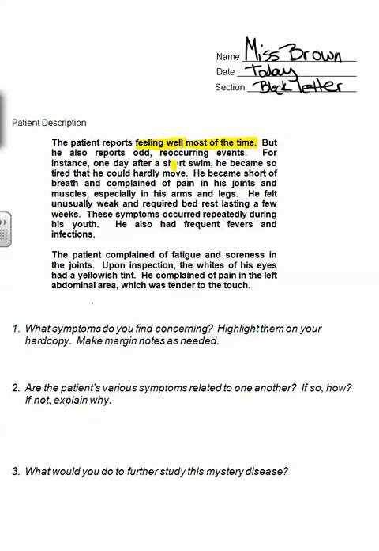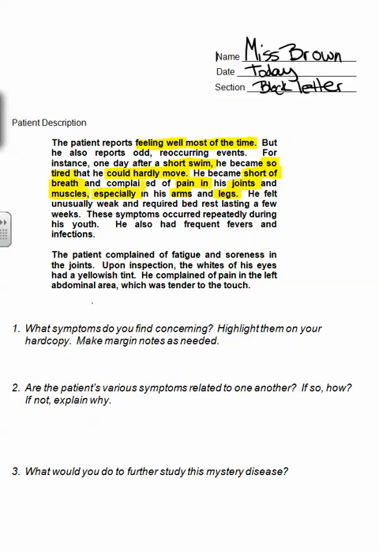In that sentence, short swim is going to be important. Could hardly move. And so tired. He became short of breath and complained of pain in his joints and muscles, especially in his arms and legs. We want to highlight short of breath, pain in joints, muscles, arms, legs. Oh, maybe especially as well.